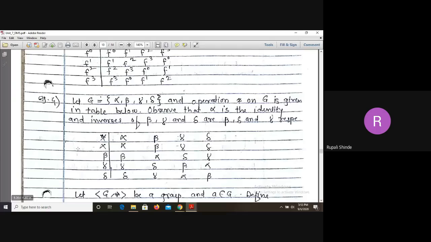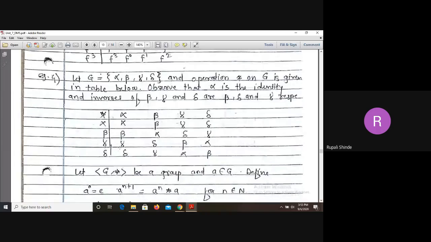Again, same procedure we have to apply here. For this composition table, an identity element is alpha. So for this alpha, which element has given an identity element alpha? Again, that element is alpha only. That's why the inverse of alpha is alpha.